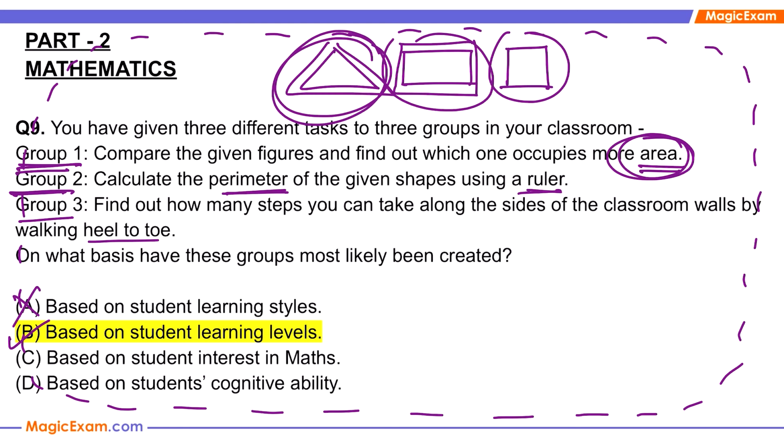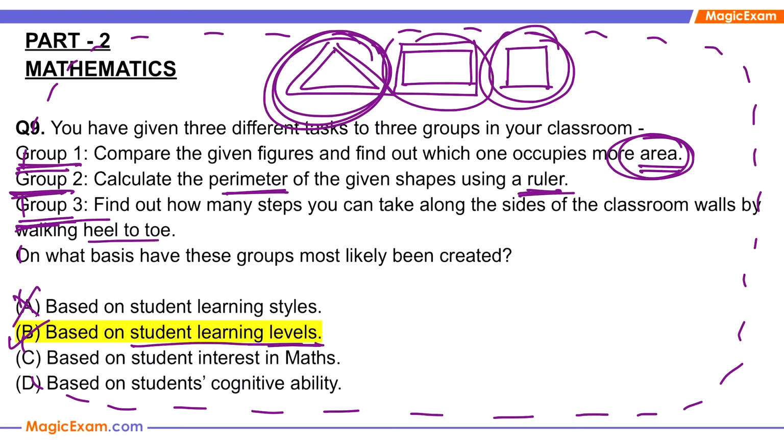And group 2 is where students are just figuring out what is a perimeter and how to measure a perimeter using a ruler. So these are at medium level. And group 3 has a lot of catching up to do because they are just measuring the walls of the classroom by walking along the sides of the classroom. Therefore, this is a simple task. So the division of these groups is on the basis of the students' learning levels.